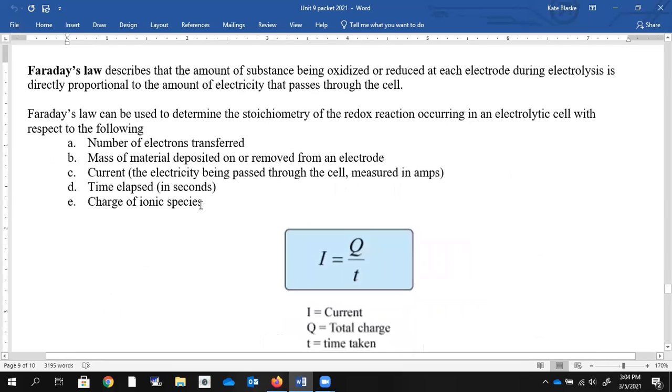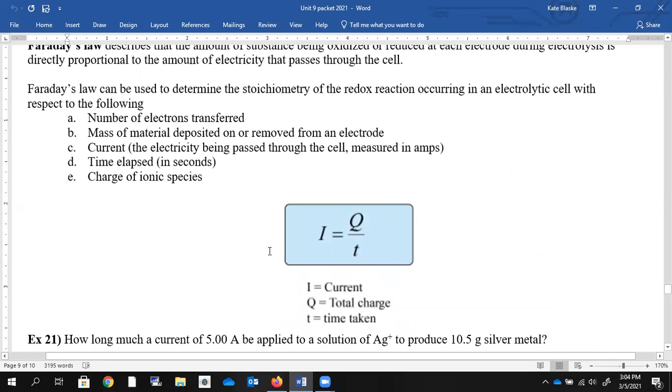So we have this thing called Faraday's law. So I equals Q over T. I is our current. We talked about this a little bit in class. Current is measured in amps or amperes. Q is the total amount of charge we have going on. So this is going to be based on the number of electrons that we've got going. And then T is going to be the time that has gone by. That time comes out in seconds when we do this equation. So we got to do a little bit of stoichiometry to make this make sense first, and then we can use this equation.